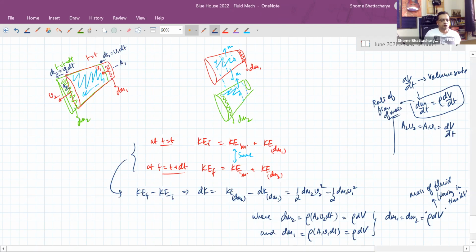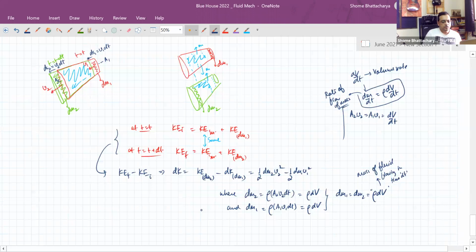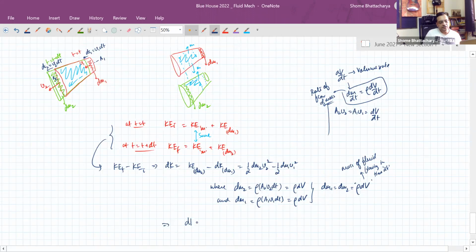So when we incorporate that in this equation now, you can see that the change in kinetic energy can be written as half into, now dm2 is the same thing as dm1, which is rho dv. So take that common, rho dv into v2 square minus v1 square.